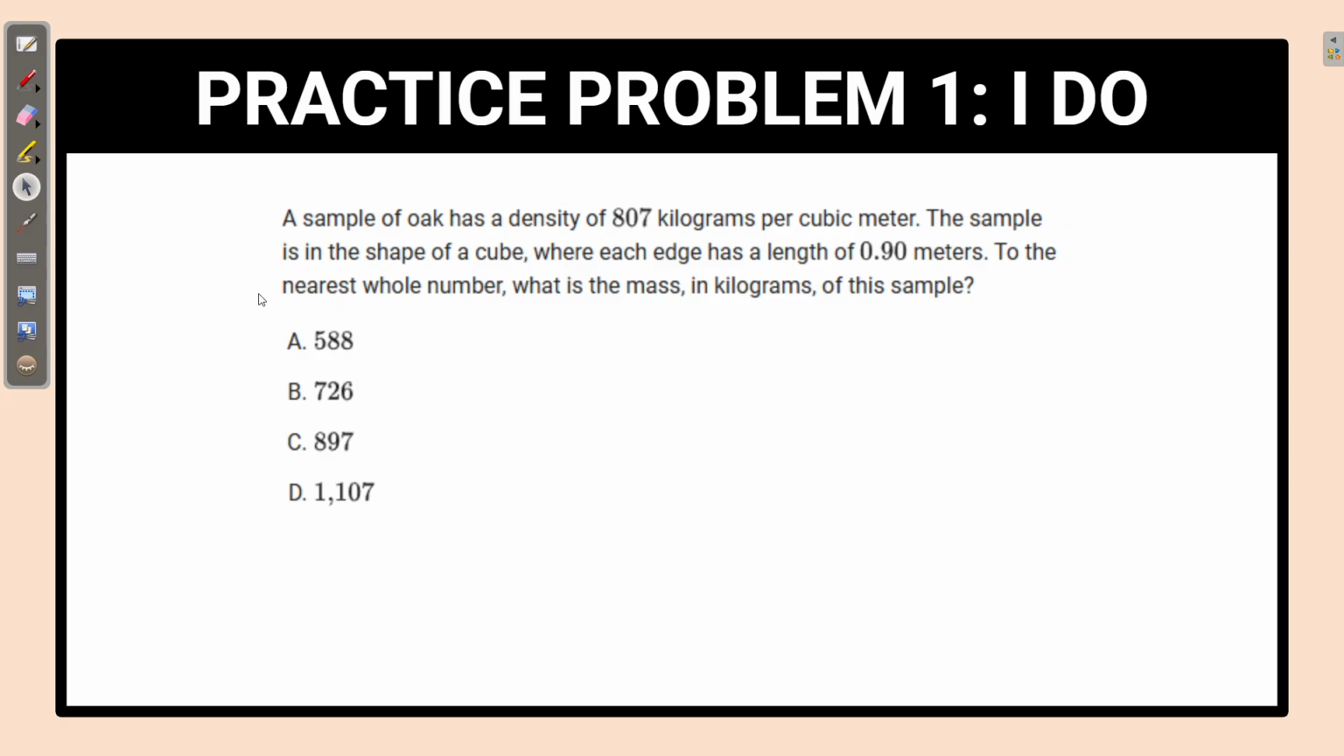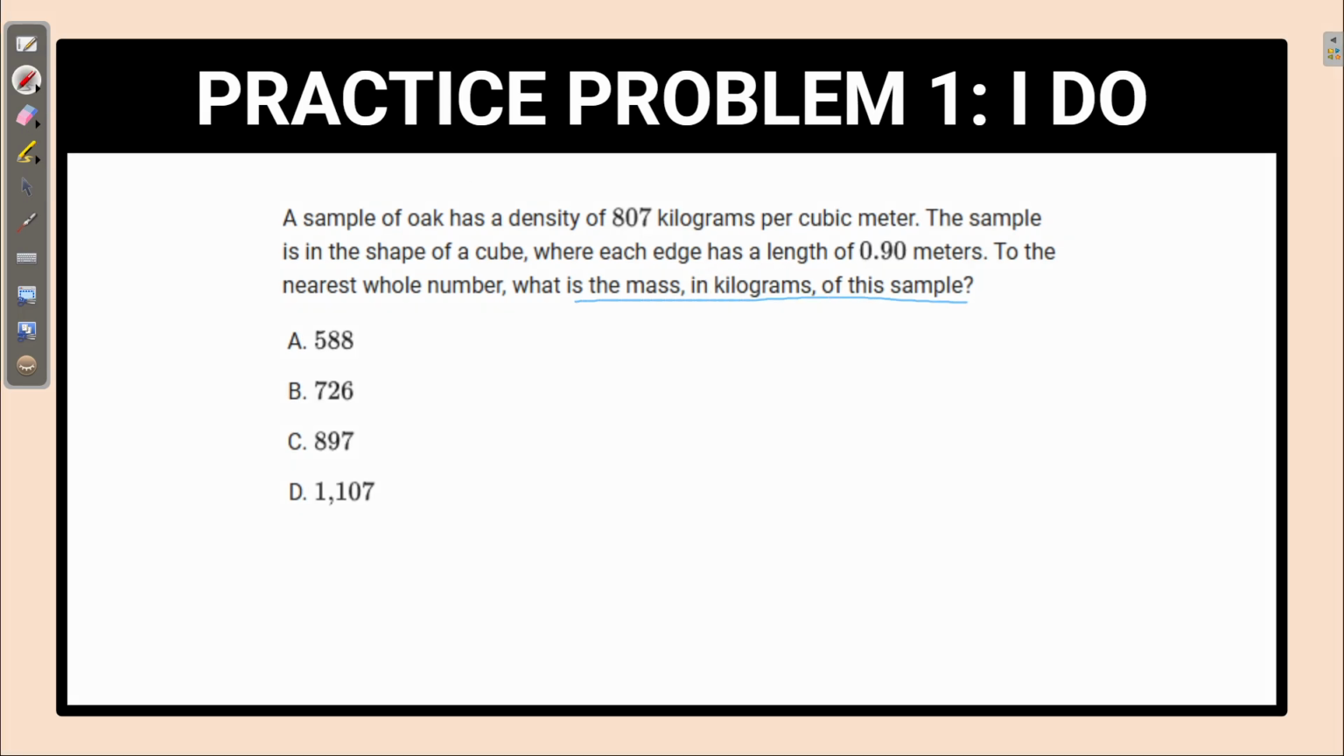Because here we have something: a sample of oak has a density of 807 kilograms per cubic meter. The sample is in the shape of a cube where each edge has a length of 0.9 meters. To the nearest whole kilogram, what is the mass of the sample? So to find something like this, we need to find out what the volume of the cube is, because we have a density that is equal to 807 kilograms per cubic meter.